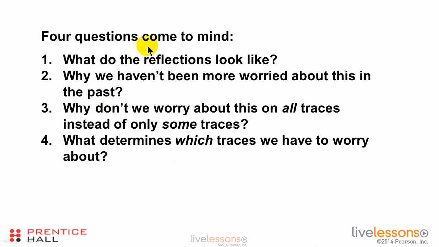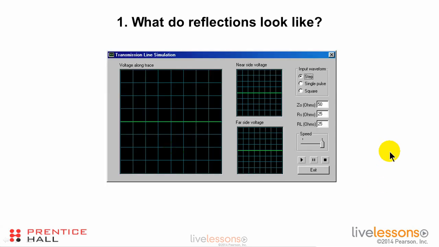Well, that raises some interesting questions. What do the reflections look like? Why haven't we been more worried about this in the past? I just established this as a general rule. It's been around forever. How come we haven't worried about it in the past? Why don't we worry about this on all traces instead of only some traces? What makes some traces different from other traces? And what determines which traces we have to worry about reflections with and which traces we don't? These are all very good questions. So the first question is, what do reflections look like?